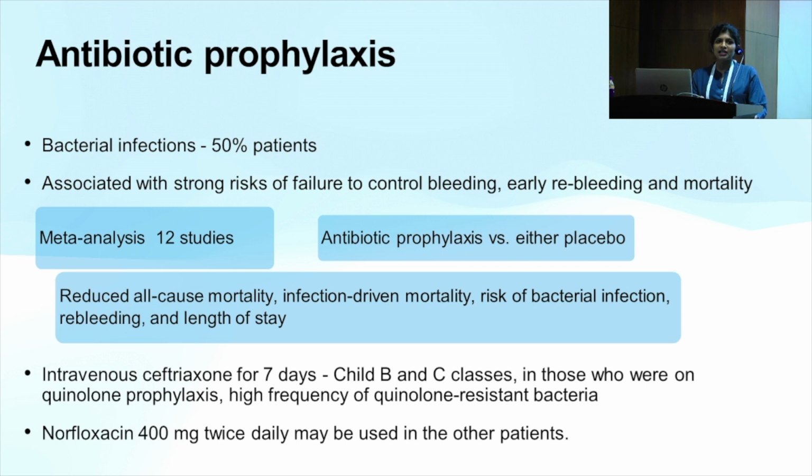So which antibiotic to give? In an ICU setting, we usually expect a Child B or C class of liver disease patient. So we have to give ceftriaxone. Duration is 7 days. Quinolones also can be given in a more stable patient. In ICU, ceftriaxone is what we give.